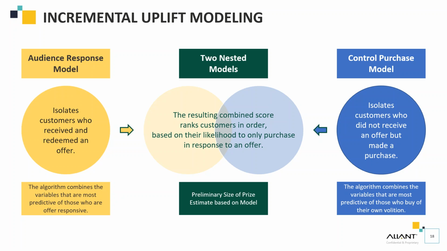Over there on the right, you see the control purchase model. This isolates customers who didn't receive an offer but made a purchase anyway. So really looking for those variables that describe individuals who purchase of their own volition. Now these two models are combined, as you can see in the middle, to create a nested model, and the resulting combined score ranks customers in order based on their likelihood to purchase only in response to an offer.